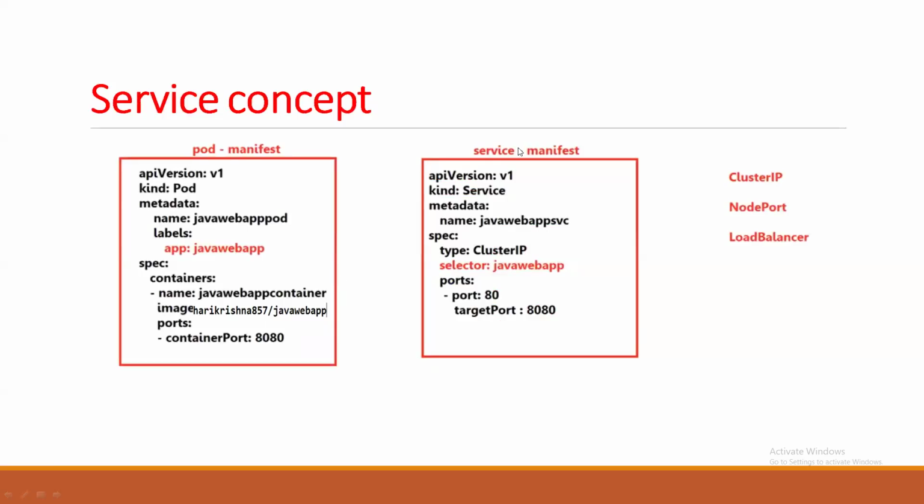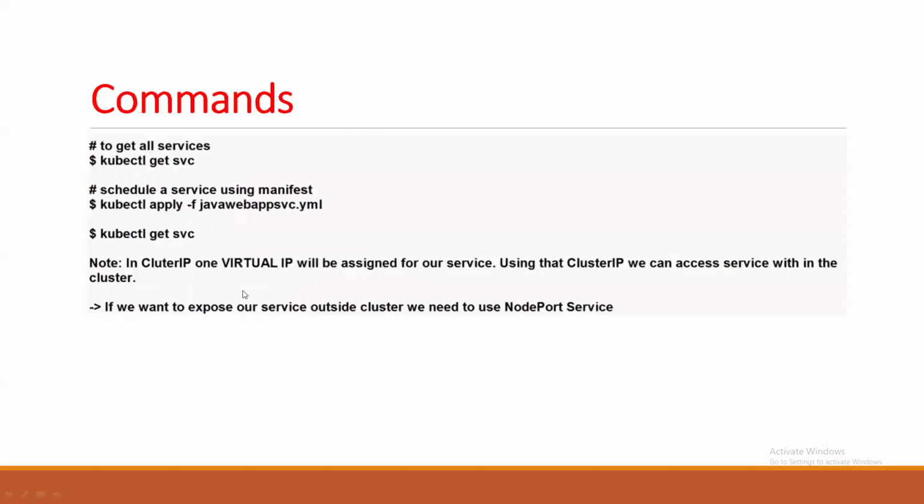Now, how do you create the service manifest file? I will show you. We need to create another service manifest file. This is the API version, kind equal to Service, and the metadata name. In the spec, type equal to ClusterIP, and the selector. What is the selector, guys? Java web app. The same selector you use in the label. We use port 80, which is the container port, and the target port is 8080. Guys, understood? So this is the cluster IP and the commands.